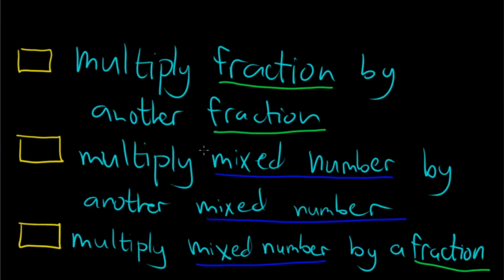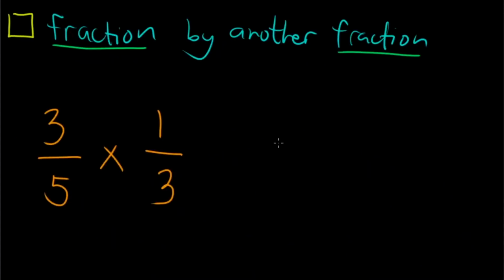The first thing that we will do is to multiply a fraction by another fraction. Fraction to fraction. Second thing will be multiplying a mixed number by another mixed number. So mixed number to mixed number. And then the last thing that we will do today is to multiply a mixed number by a fraction. So ito fraction to fraction, ito mixed number to mixed number. The last part will be a mixed number multiplied by another fraction. So let's go straight to multiplying a fraction by another fraction.